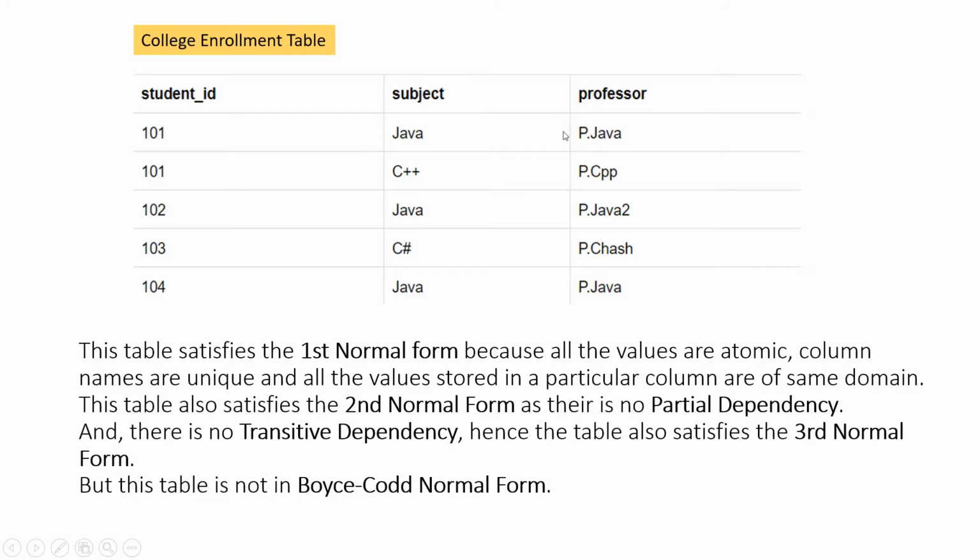This table satisfies first normal form because all the values are atomic, column names are unique, and all the values stored in a particular column are of the same domain. And this table also satisfies the second normal form, as there is no partial dependency and there is no transitive dependency. Hence, the table also satisfies the third normal form. But this table is not in Boyce-Codd normal form.